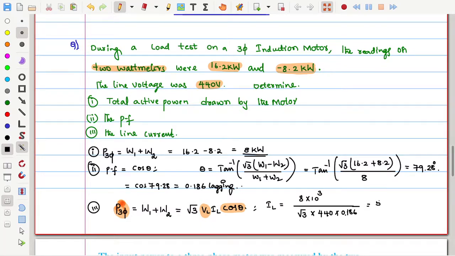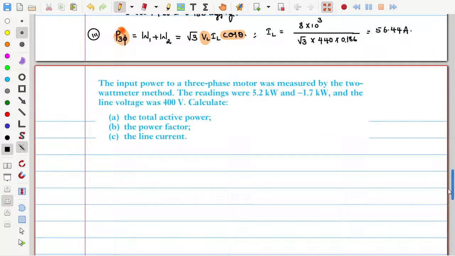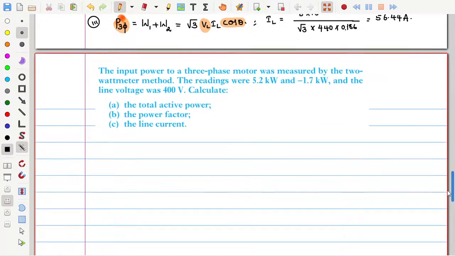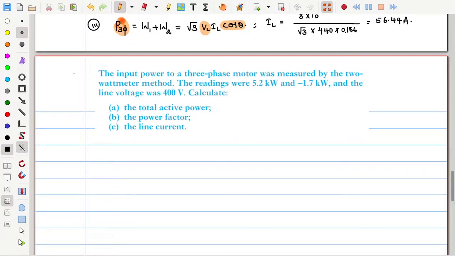So how much is this current? 56.44 amperes. Is this correct? Yes, sir. Okay, right. So now let me proceed with one more problem which is almost the same. The wattmeter readings are different, so take this as homework. Almost the same values, but only the wattmeter reading is different. Okay.